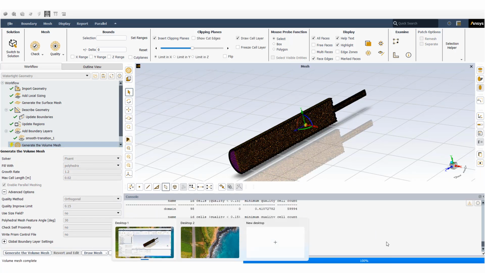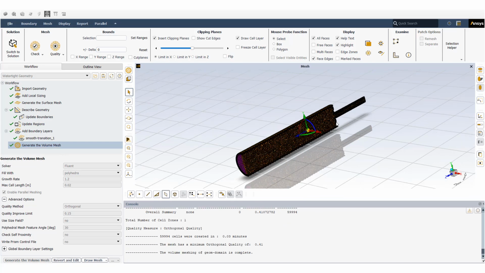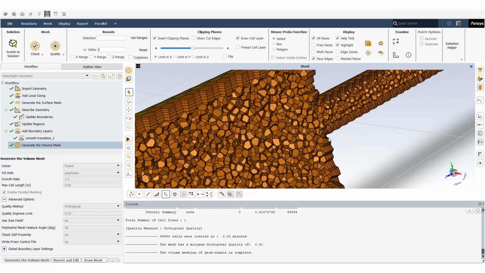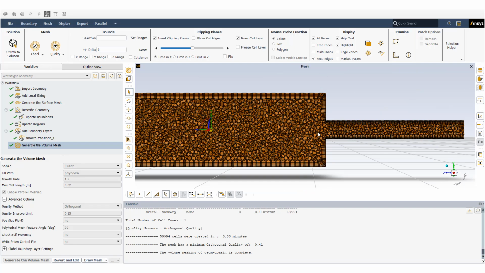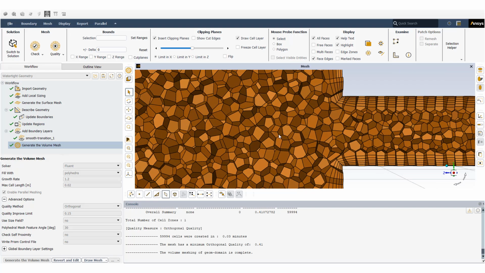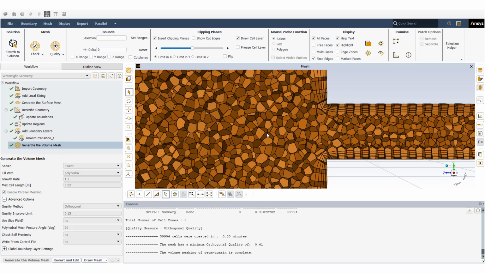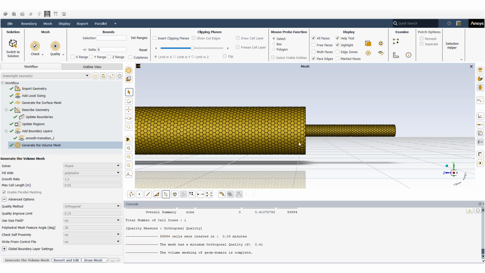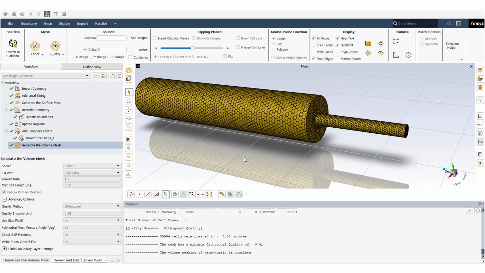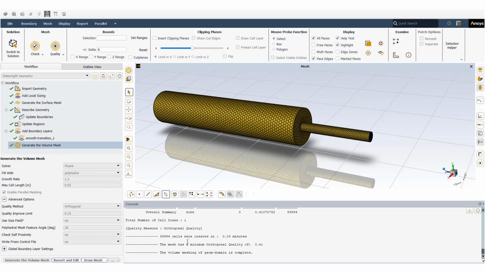Volume meshing, you can see that not bad mesh that we have. Boundary layer, and this is the polyhedral mesh that we have. So this is the mesh that we have. So check the orthogonality. Minimum it is 0.41, which is very good, and about 60,000 cells.